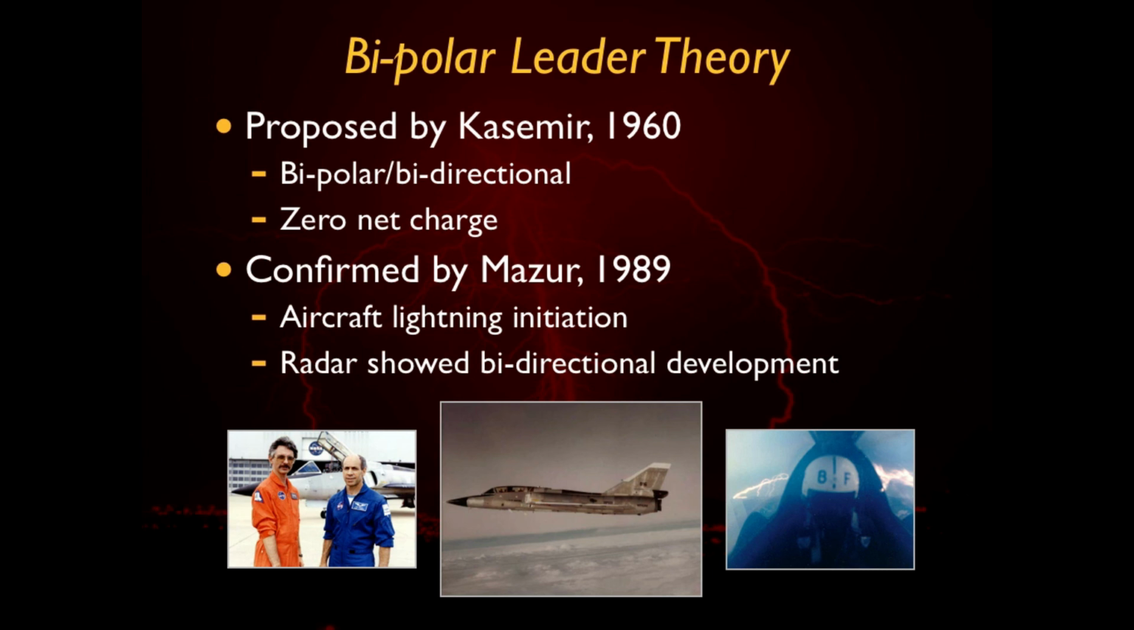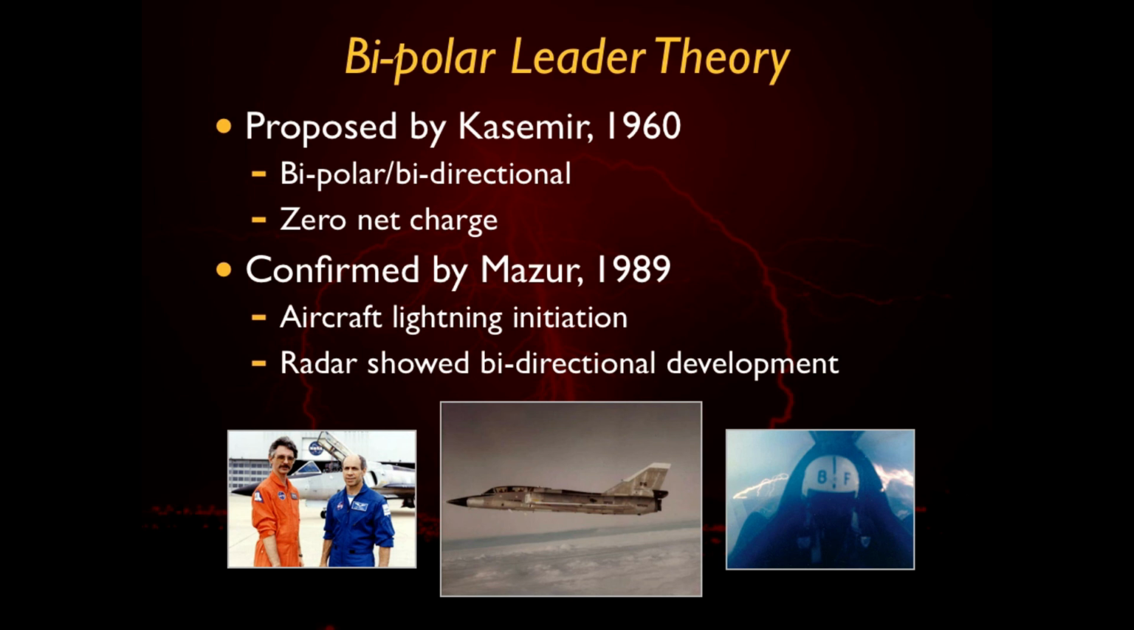And in 1960, Heinz Kasemir proposed that instead of a monopole leader, lightning is rather composed of a bipolar, bidirectional leader with zero net charge on the leader. And this idea in theory was challenged for many years and challenged rather strongly. And it wasn't until the mid 1980s that this idea was actually shown to be viable.